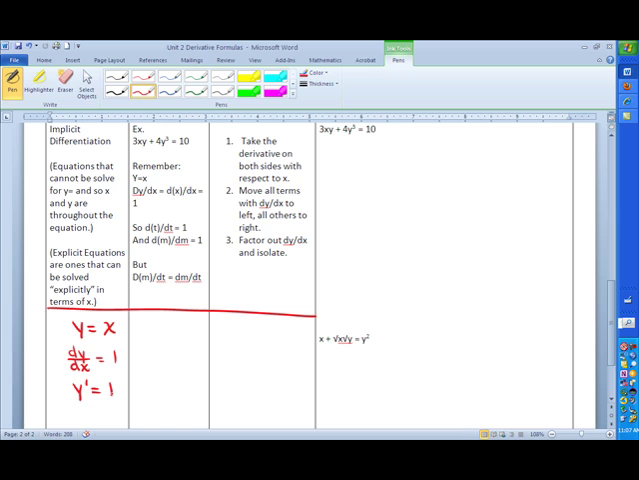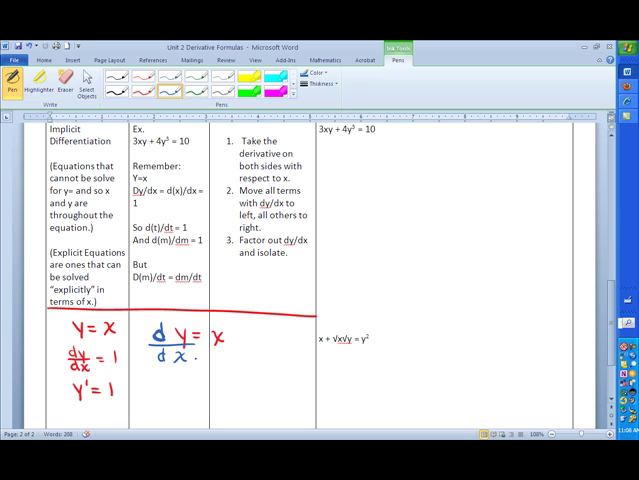Now that's great, but if you remember back to good old algebra, what you do to one side of an equation, you have to do to the other. So technically, here is what we did, though we didn't write it. We took the derivative of y with respect to x. The d on top says take the derivative of y, and the bottom says with respect to x.